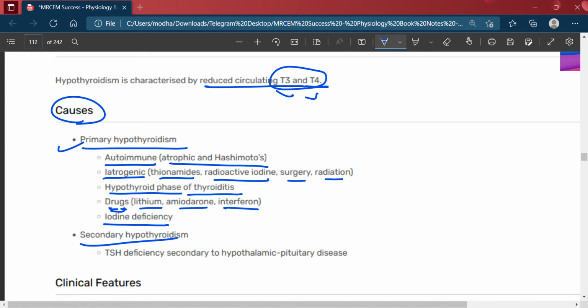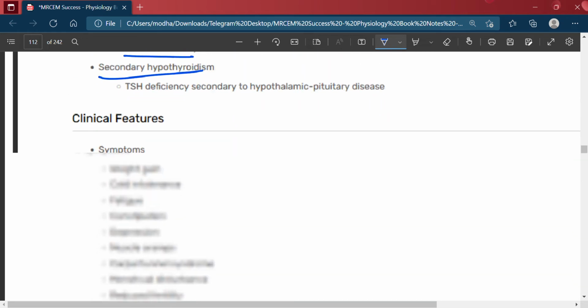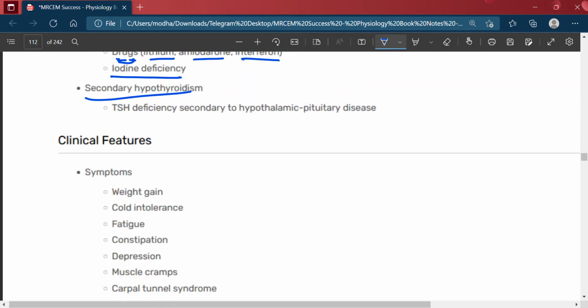Then the secondary hypothyroidism is due to TSH deficiency, secondary to hypothalamic pituitary disease. Hypothalamic pituitary disease causes the TSH deficiency, and hypothyroidism occurs. That's called secondary hypothyroidism.